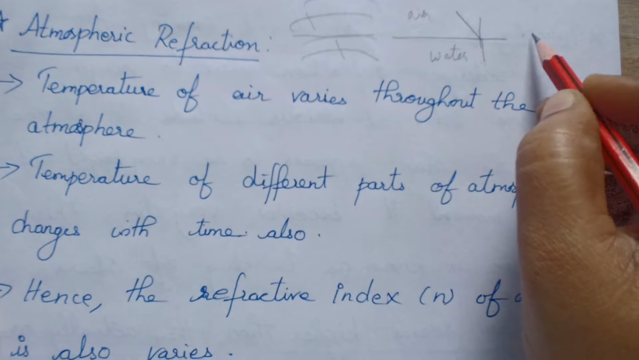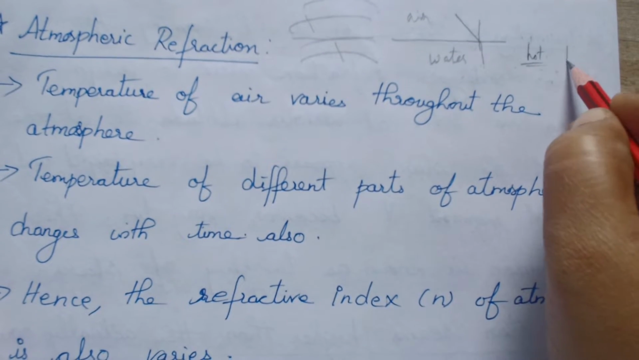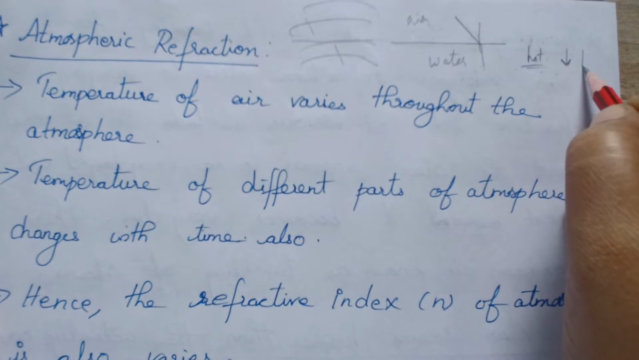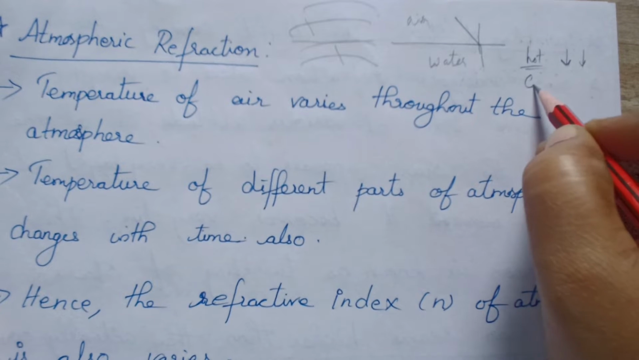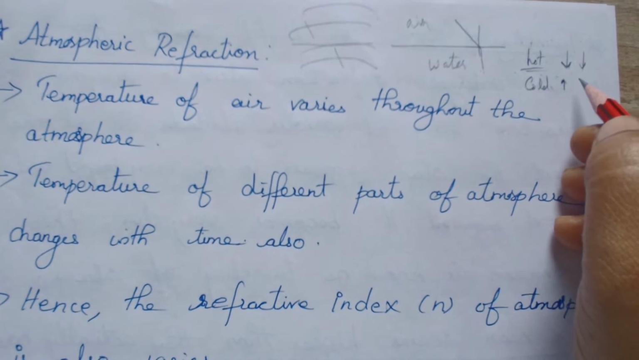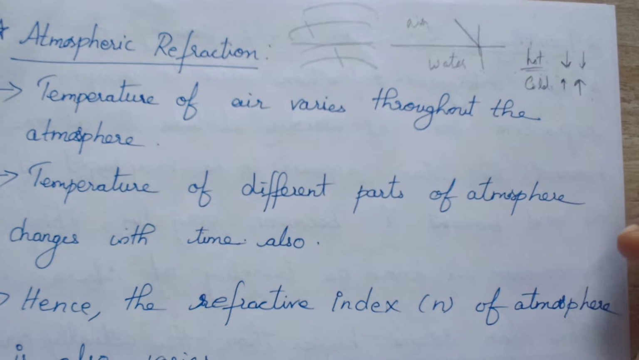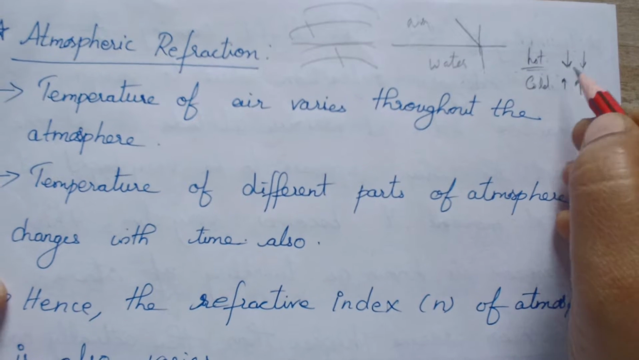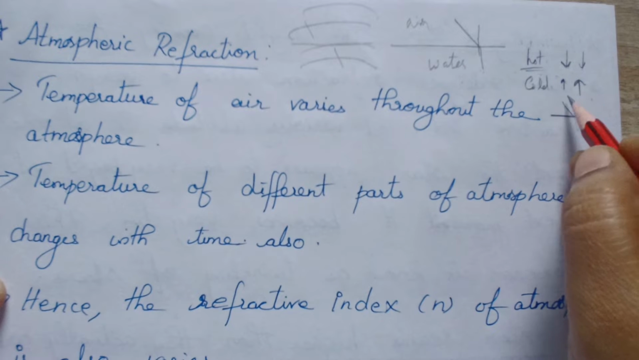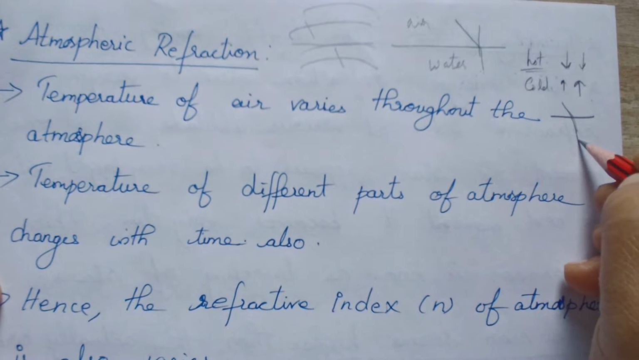When it is hot, your density is very less, and the refractive index will also be less. When it is cold, your density will be more. The air particles will be very tightly packed, so the density is more and the refractive index will also be more. If there are only two layers, the light travels and bends like this, we can say that.